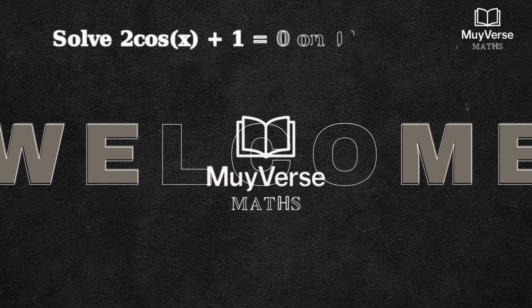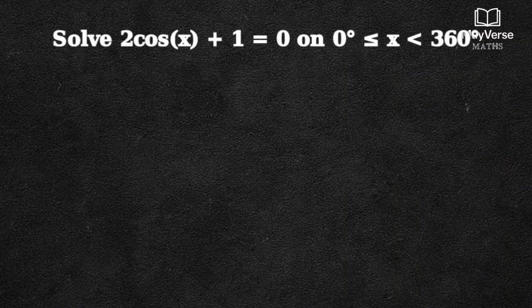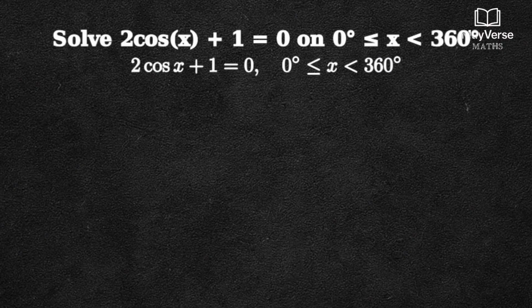In this lesson, we solve the equation 2 cosine x plus 1 equals 0 for angles from 0 degrees up to, but not including 360 degrees. Then we will visualize the answer on a unit circle.